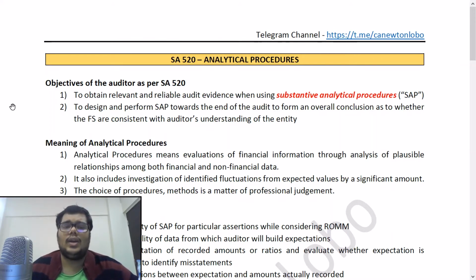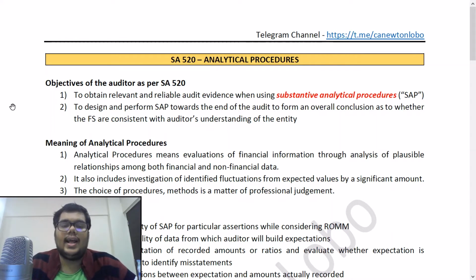Okay, now like every standard, SA 520 has set out some objectives for the auditor. So what are the objectives of the auditor as per SA 520? There are two objectives. The first is to obtain relevant and reliable audit evidence when using substantive analytical procedures. These two terms together, relevant and reliable, are known as appropriate. In the term sufficient appropriate audit evidence, appropriate means relevant and reliable. So, to obtain appropriate audit evidence when using substantive analytical procedures, which we will call SAP in short.